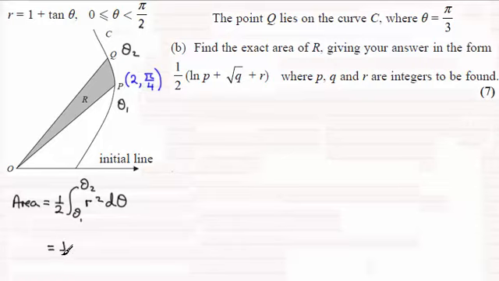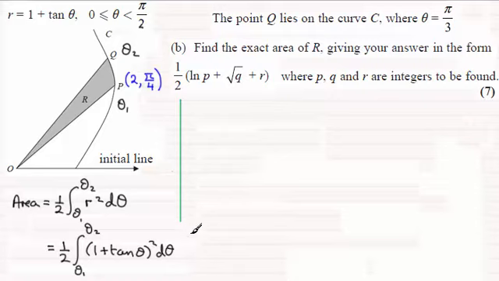So what we've got then is half times the integral of r squared. We know that r is 1 plus tan theta, so that's going to be 1 plus tan theta all squared integrated with respect to theta. And theta 1 will be pi upon 4, theta 2 then is pi upon 3. But I'm going to leave those out because I haven't really got much space here to put those in. We can put them in later, so I'll just label it theta 1, theta 2. So we've got to integrate this expression.